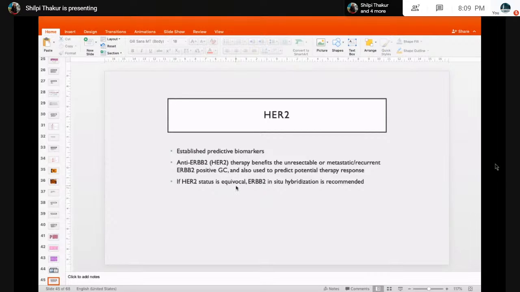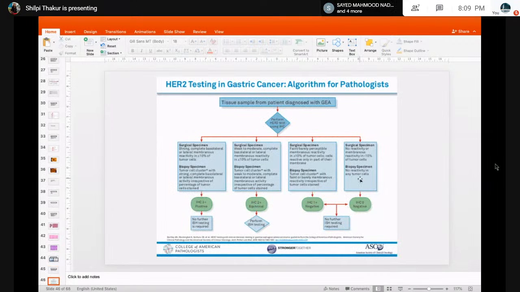And if the HER2 status is equivocal by IHC, then HER2 in situ hybridization, ISH, is recommended. The next step is ISH. This is from the CAP protocol which I have taken. This is the algorithm: first we need to perform the HER2 test by IHC. HER2 is a marker which shows basolateral and lateral membranous reactivity.